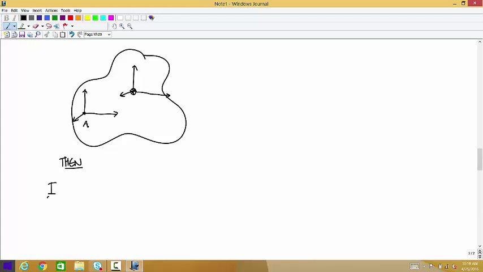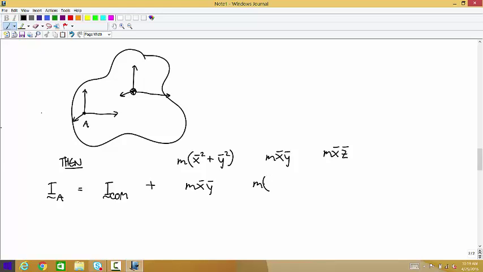Then the moment of inertia about A is equal to the moment of inertia about the center of mass plus this new matrix that's equal to m times x bar squared plus y bar squared, m x bar y bar, m x bar z bar. It's symmetric, so this is x bar y bar. Then on the diagonal, m. Sorry about that. We have to change one thing here.